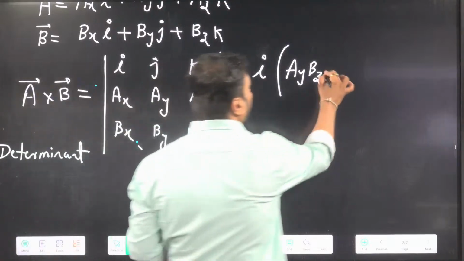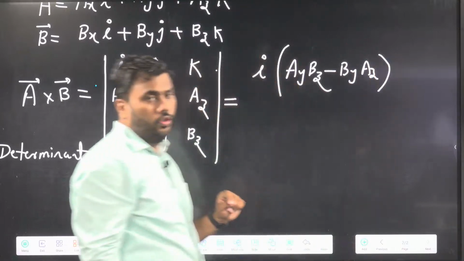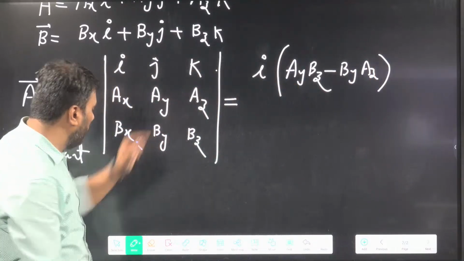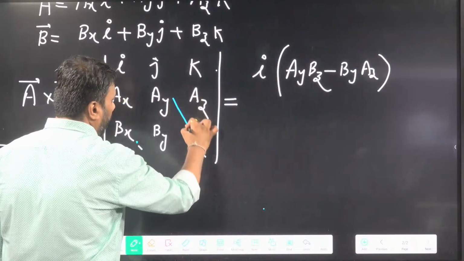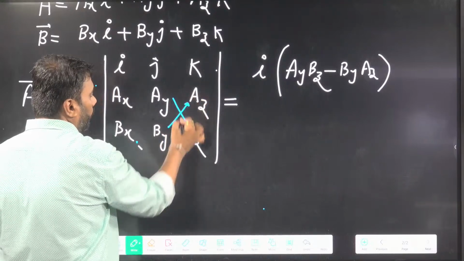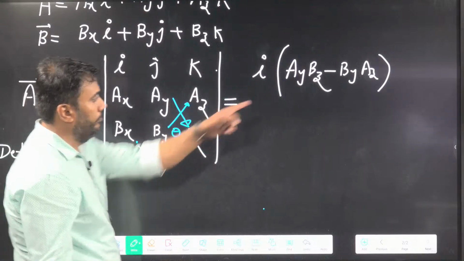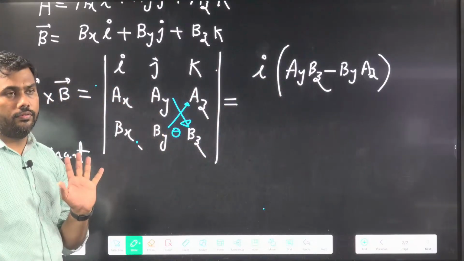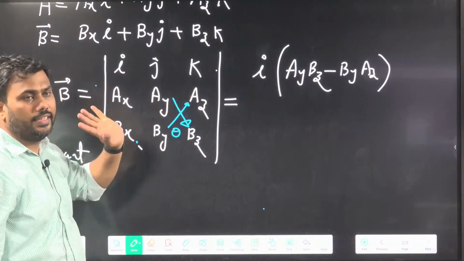So up to down positive, down to up negative. AY into BZ, then BY into AZ. If you go from down to up, put a negative sign in between. I am putting the negative sign in between. Okay, so i into (AY BZ minus BY AZ).